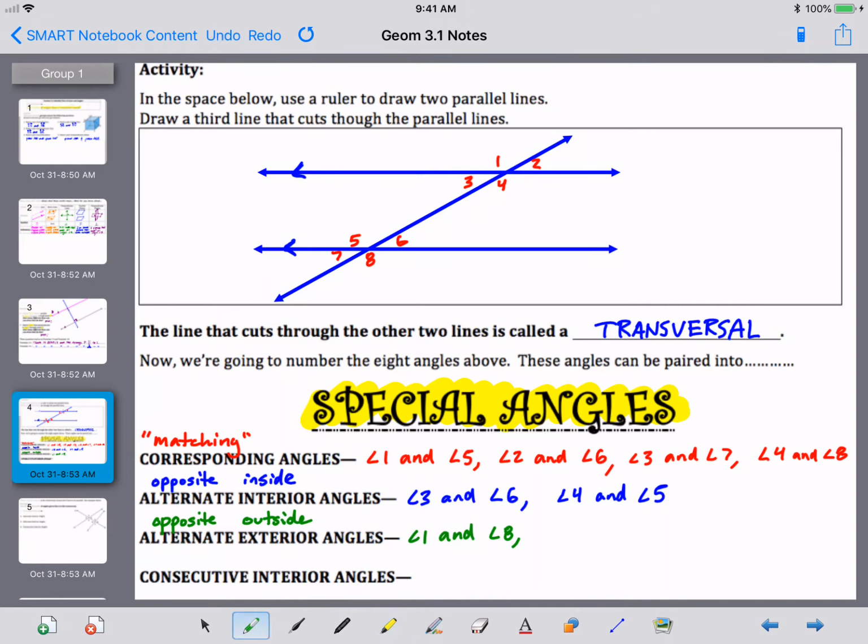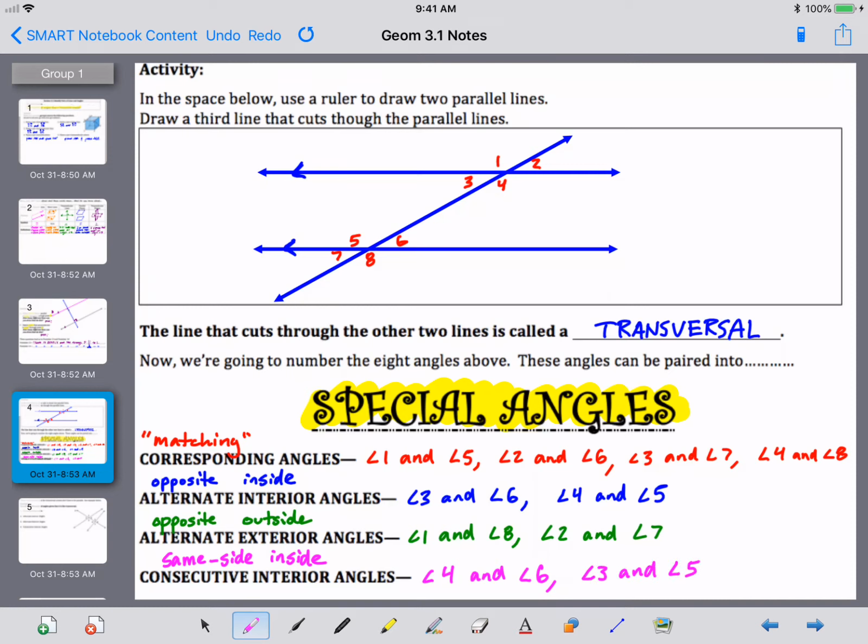And the last definition that we'll look at is consecutive. Consecutive means same side, and interior means inside. So 4 and 6 are on the same side, and they're inside the parallel lines. So that would be one example, 4 and 6. And the other example, 3 and 5 are also inside and on the same side. So we would call 3 and 5 consecutive interior angles.